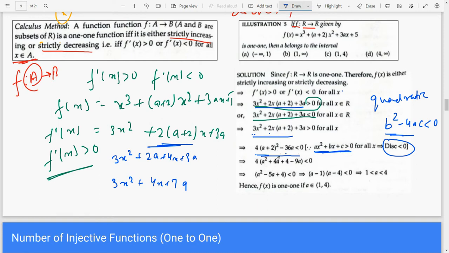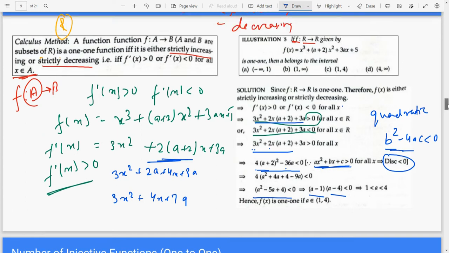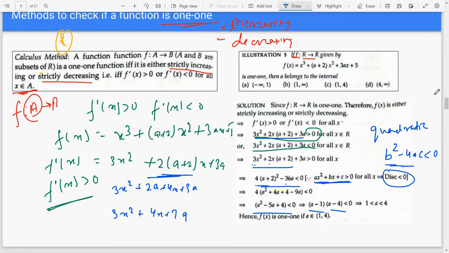Obviously, you expand it and solve it, and you will get a minus 1, a minus 4 less than 0. And this will give you a lies between 1 to 4. Here we are utilizing a lot of concepts related to solving the inequality. If you're not aware of inequality, I advise you to go back and revise some of the concepts of inequality.